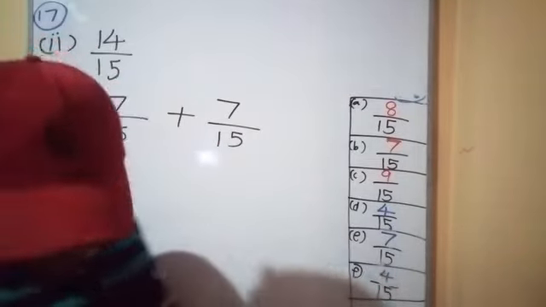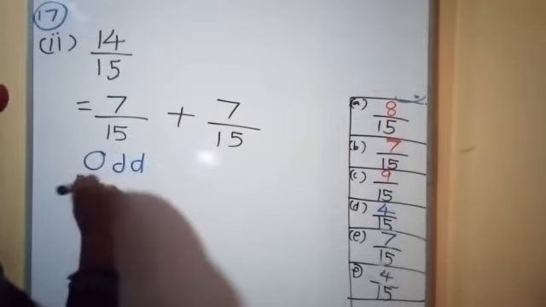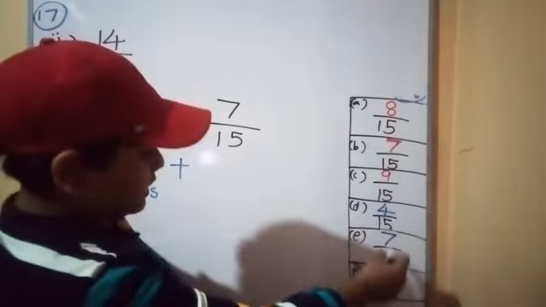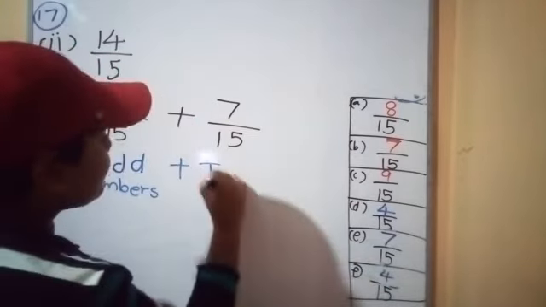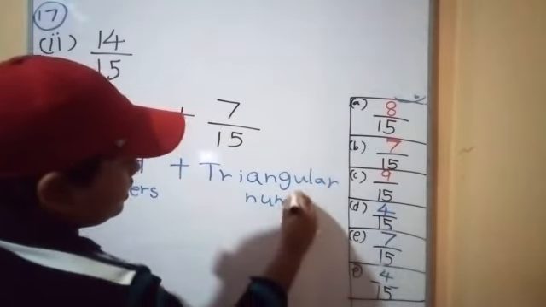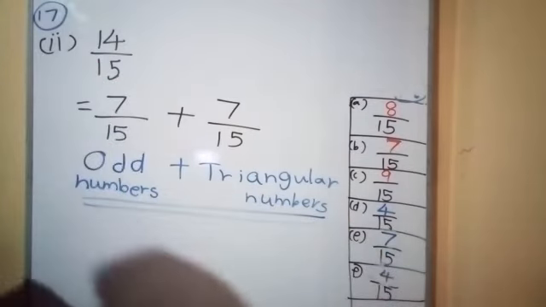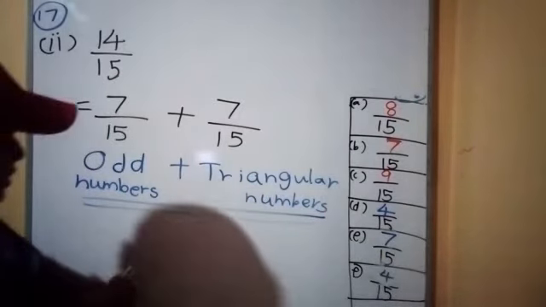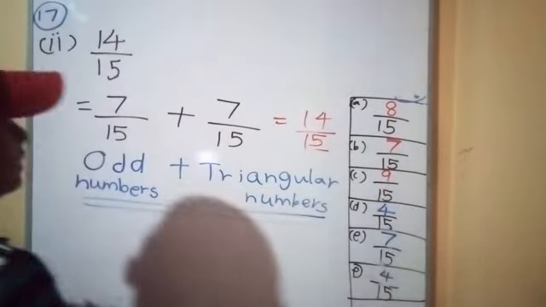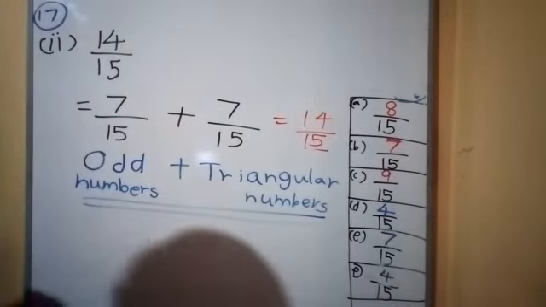So B is odd numbers. Plus what is that? The other 7 is E, triangular numbers. So odd numbers and triangular numbers only we can get. Now 7 over 15 plus 7 over 15 is 14 over 15. Yes, odd numbers plus triangular numbers is the preference for the second one.